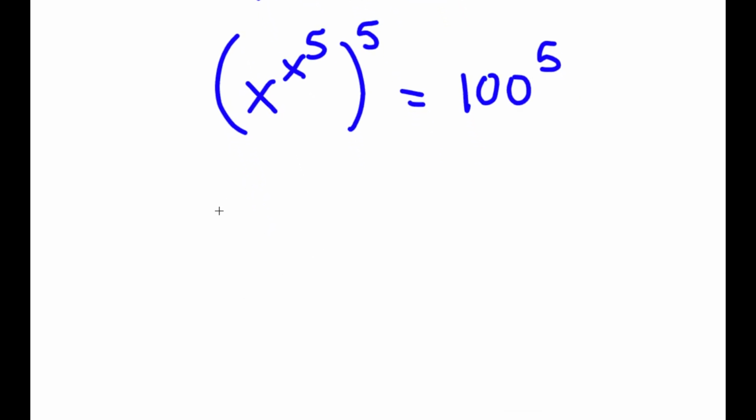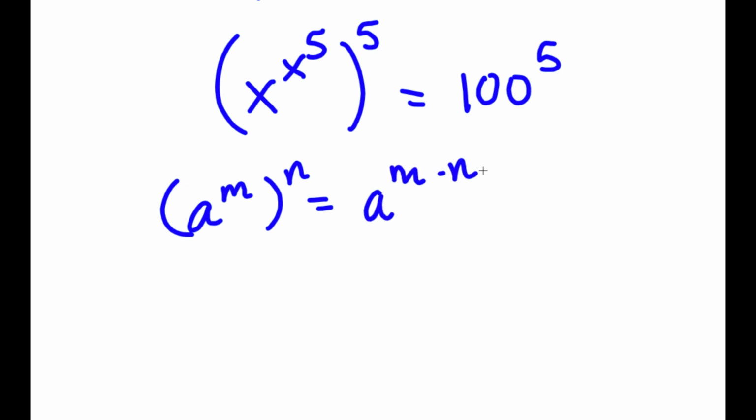Now, if I have something in the form a to the power of m to the power of n, this is the same thing as a to the power of m times n. And a to the power of m times n, that's the same thing as a to the power of n times m. We can switch the places of these two.